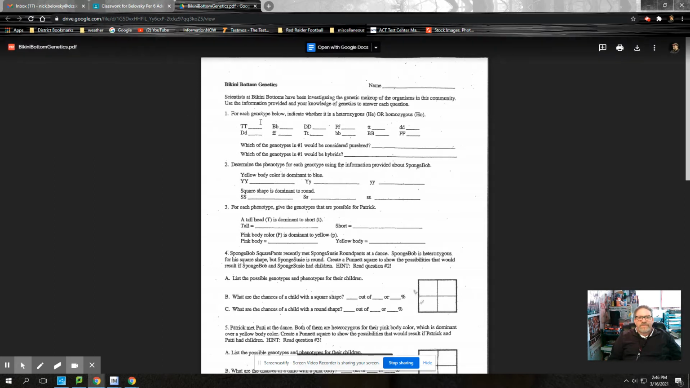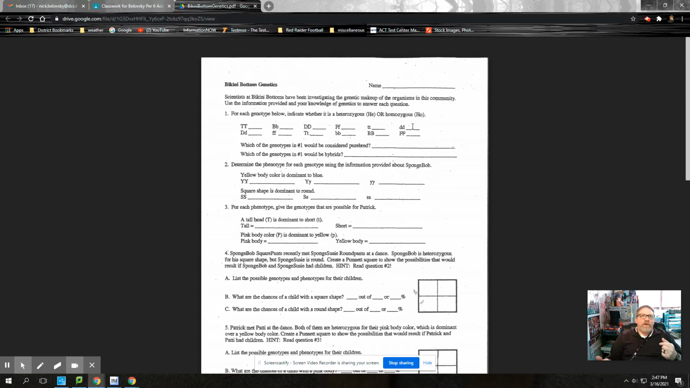All right, now right here it says, for each genotype below, indicate whether it is heterozygous, which is HE, or homozygous, which is HO. Okay, so there's something you need to remember here. If something is heterozygous, you should remember the word different. Another way of saying that is a hybrid. An example of that would be, if you're doing alleles, whatever letter you're using, for example H, it would be big H, little h. That is what heterozygous is.